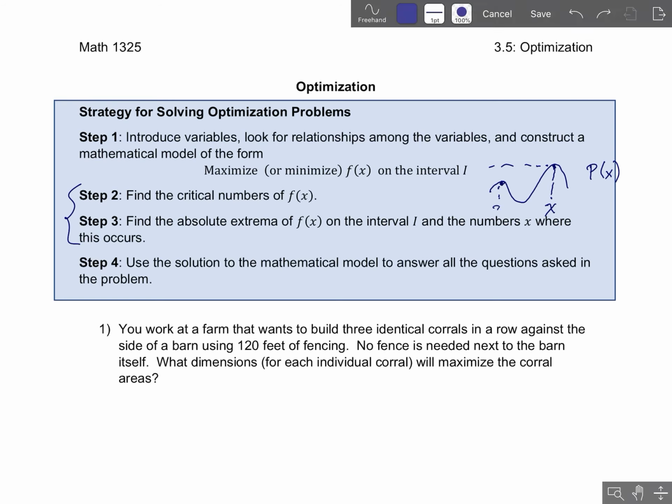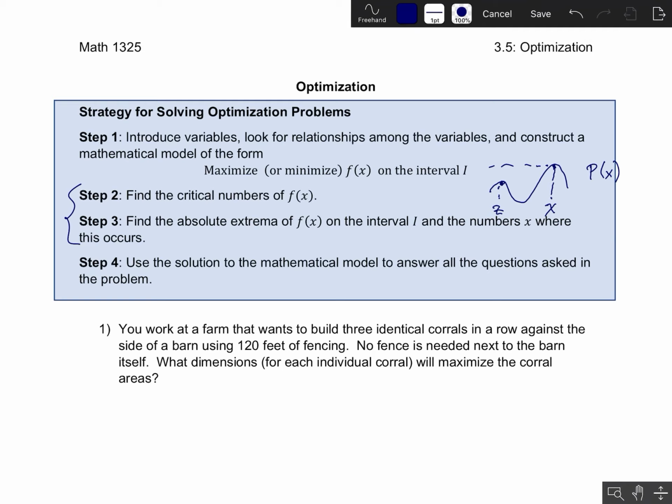They would both be local maxes, x and y. Maybe I shouldn't use y here. I'll say x and z. Both of those input values would represent local maximums for the profit function, but x is the one that we would really want if we wanted to absolutely maximize the profit.